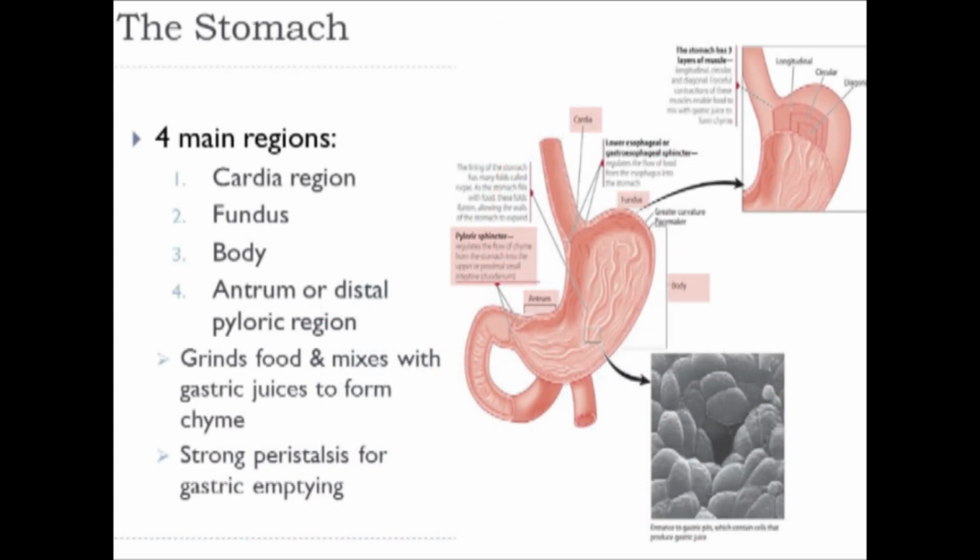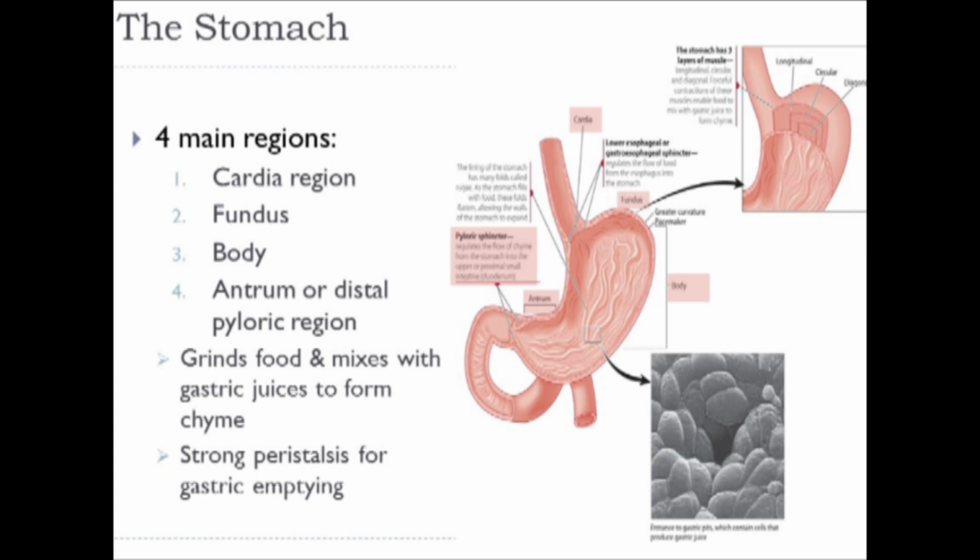Now I want to identify the four main regions of the stomach: the cardia region, the fundus, the body, and finally the antrum or the distal pyloric region. I want to numerically identify these regions for better visibility. So we start with number 1, which is the cardia. And we can see that it's in the region of the lower esophagus as it connects with the stomach. And number 2, we can see is the fundus. This is the upper part of the stomach.